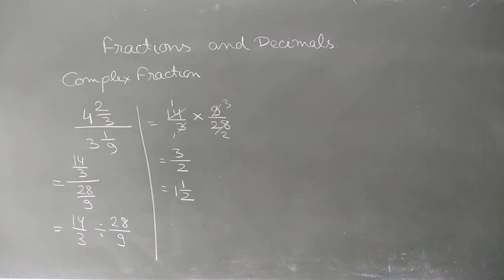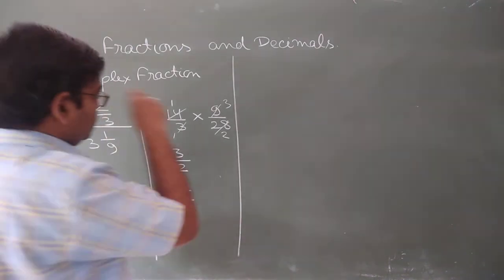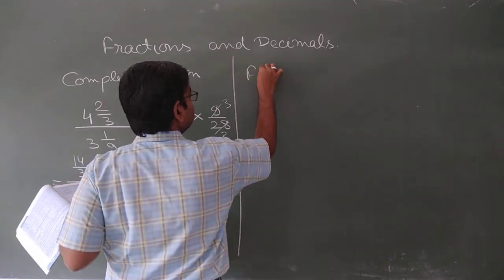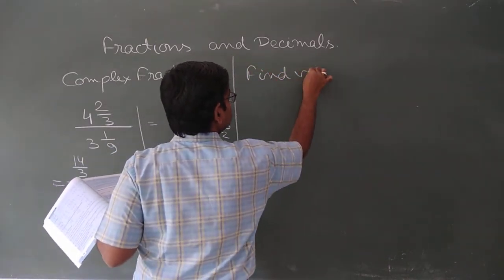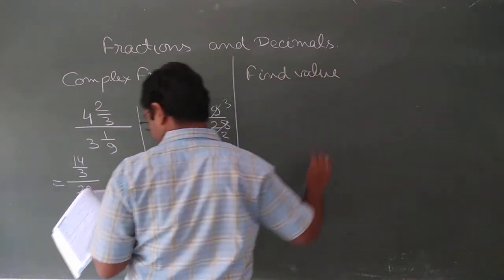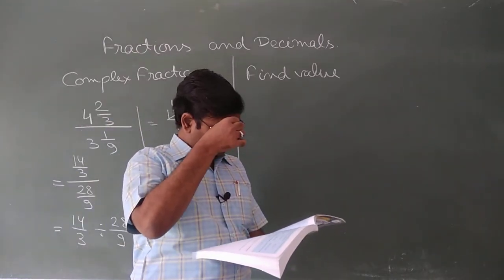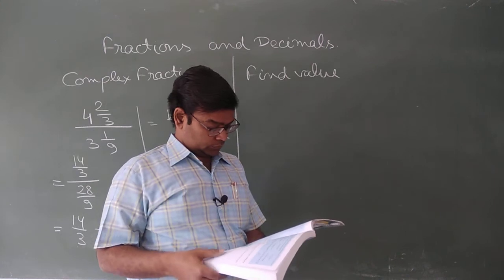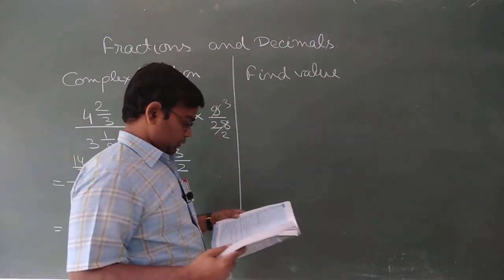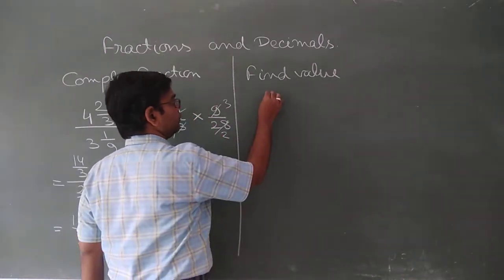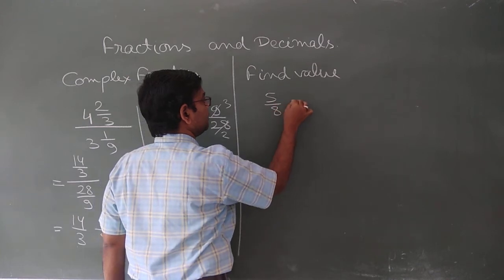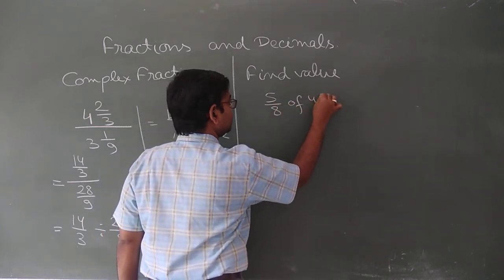Now next question. Our next question: find the value if there is an 'of' sign. For example, in this question it is given 5 upon 8 of 40 kg.